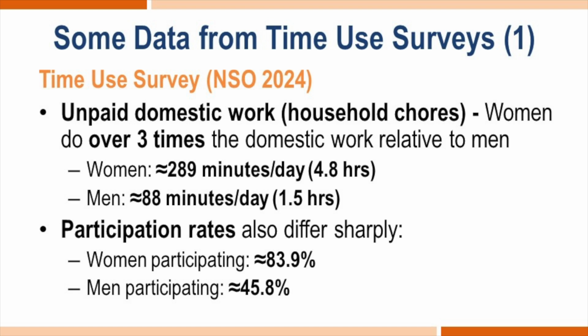If we look at the time use survey of NSSO, the 2024 round, we will see that unpaid domestic work, that is the household chores performed by women, is almost 3 times the domestic work done by men. On an average in India, women spend 289 minutes per day, which is roughly close to 4.8 hours, in domestic work, whereas for men the figure is 88 minutes per day, which is roughly 1.5 hours.